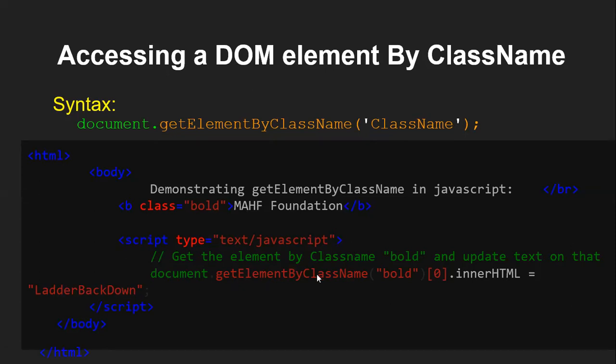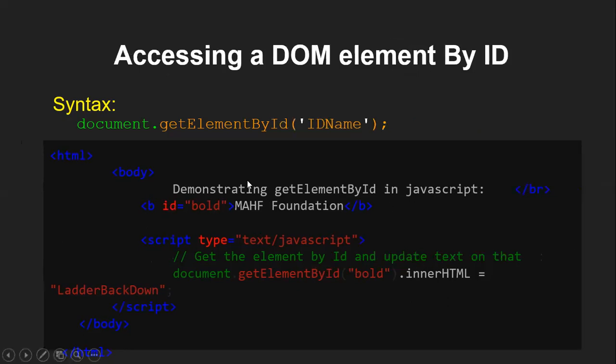Using document dot getElementsByClassName. Also, we can use getElementById followed by the ID attribute, which we can do the same thing with. We have the ID here, which is called bold. Then in my JavaScript code, I've used the ID to target the element. Like I said, the ID and class in CSS are very useful for manipulation in JavaScript files.